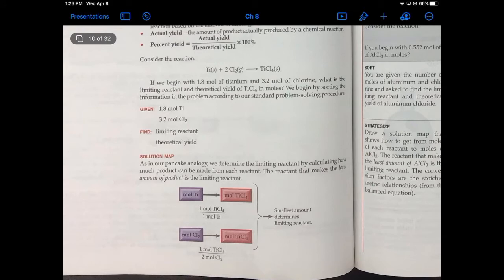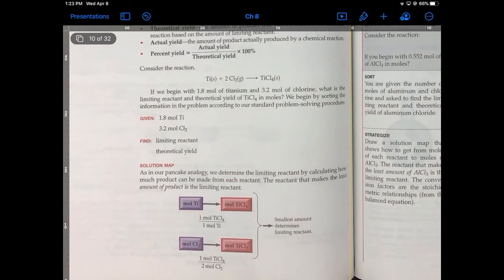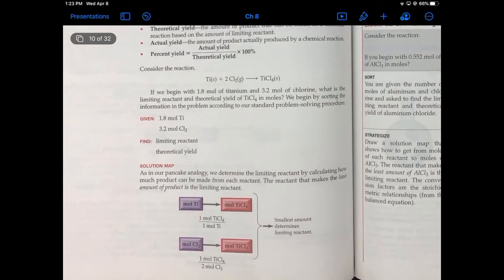Let's stop talking about pancakes now. The chemical reaction here, if we consider this one, is, and I'm going to read it just like you should read a recipe, okay? So that you can hear it in your mind and read it the same way in your mind. 1 mole of titanium coming together with 2 moles of chlorine gas will yield 1 mole of titanium chloride.